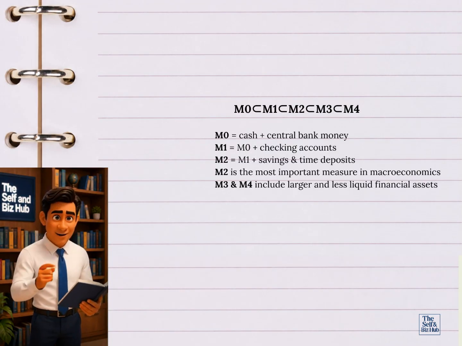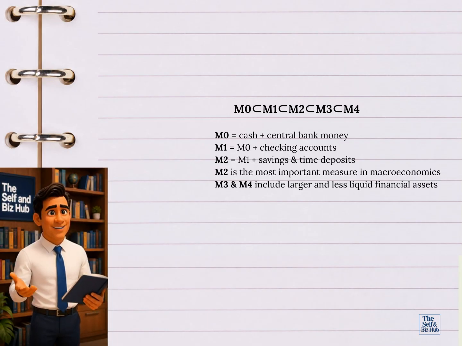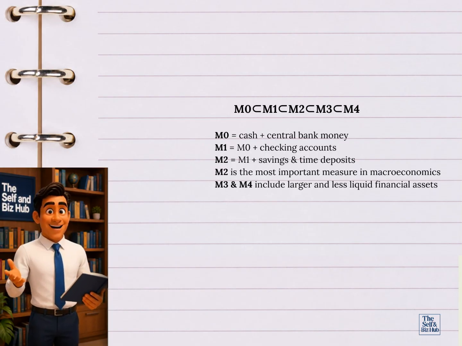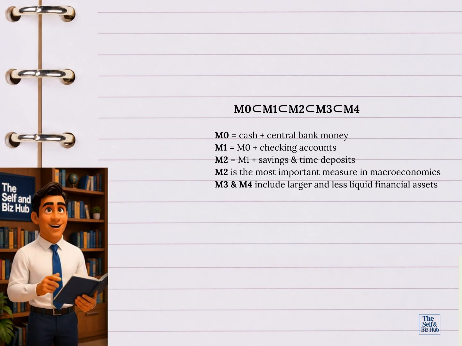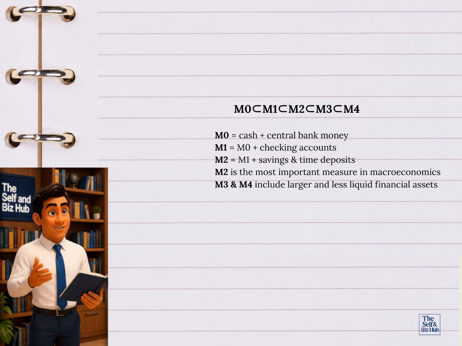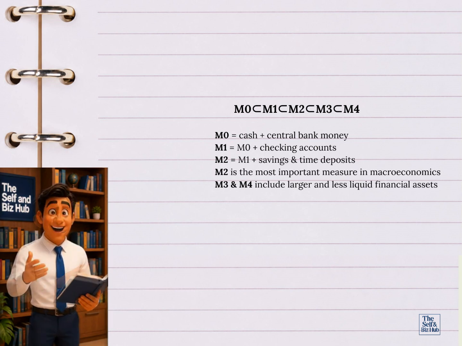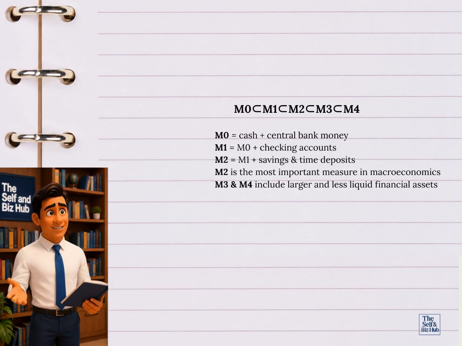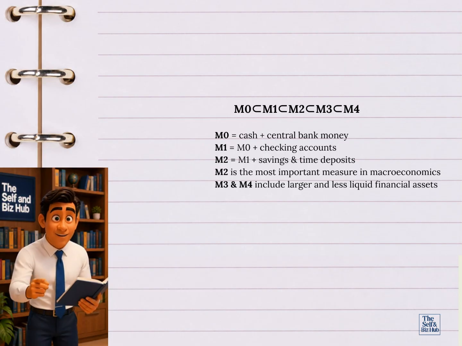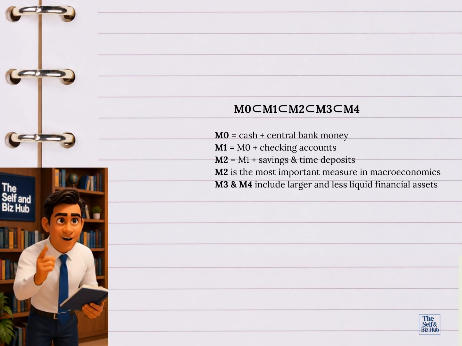In macroeconomics, the main goal is to understand the liquidity of money, meaning how quickly money can be spent and how cash-like it is. That is why the classification moves from the most liquid forms of money to the less liquid ones: M0, M1, M2, M3, M4. M0 consists of base money, cash in circulation, and central bank money. This is the simplest form of money.